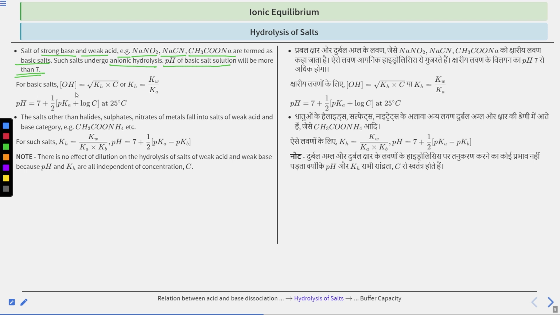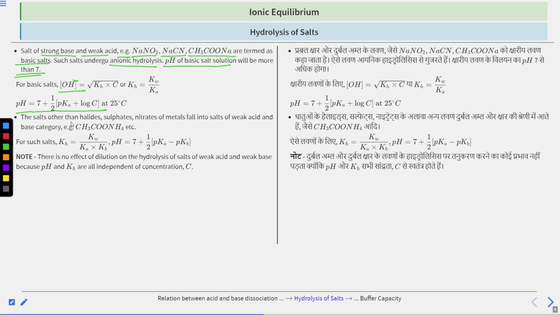For basic salts, [OH-] is equal to under root Kh times C, where Kh is equal to Kw upon Ka. pH can also be written as 7 plus half of pKa plus log C at 25 degrees Celsius.